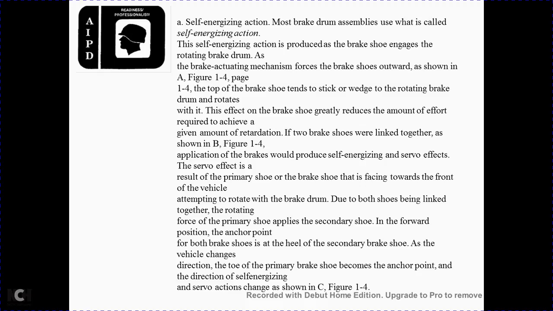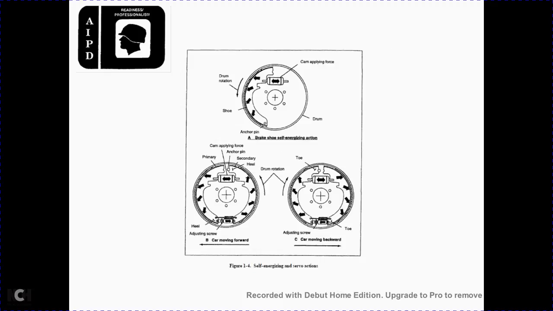The servo effect results from the primary shoe, with the brake shoe facing toward the front of the vehicle, attempting to rotate with the brake drum. Because both shoes are linked together, the force of the primary shoe is applied to the secondary shoe. In the forward position, the anchor point for both brake shoes is at the heel of the secondary brake shoe. As the vehicle changes direction, the toe of the primary brake shoe becomes the anchor point in the direction of self-energizing servo action, shown in Figure 1-4C. The figure shows the cam applying force, drum rotation, shoe, anchor pin, and drum. Air brake shoe self-energizing action. B: car moving forward, adjusting screw, drum rotation, secondary heel, anchor pin, applying force. Car moving rearward, applying force, adjusting screw toe.